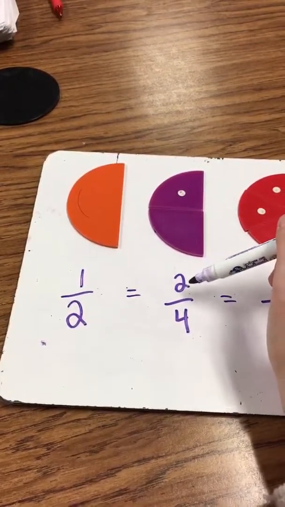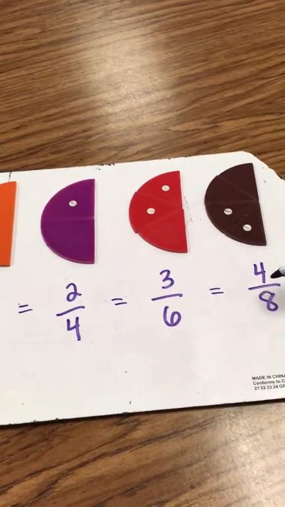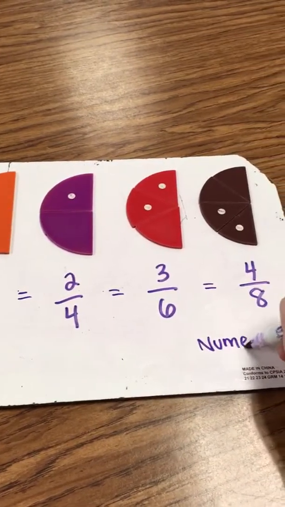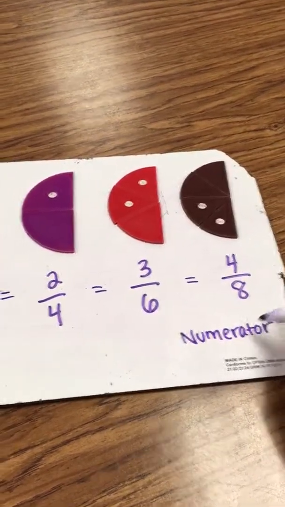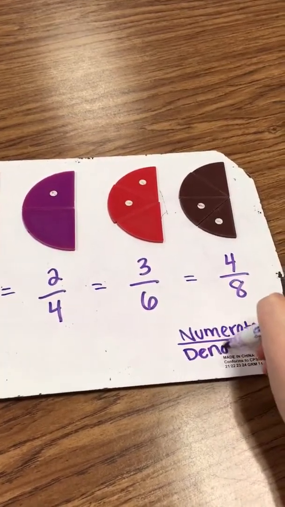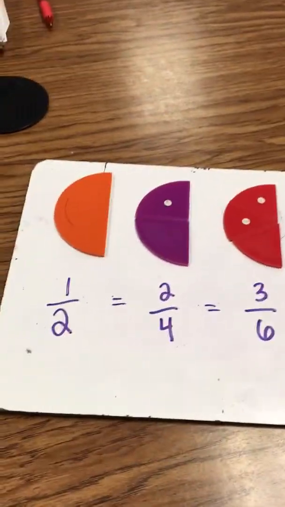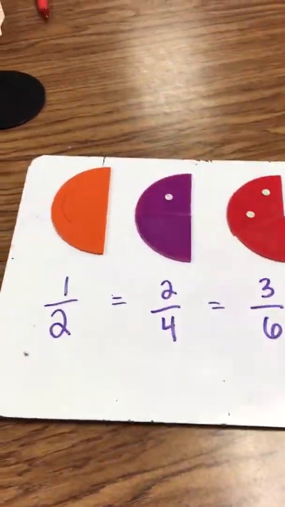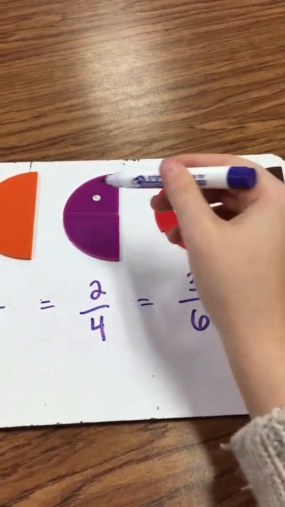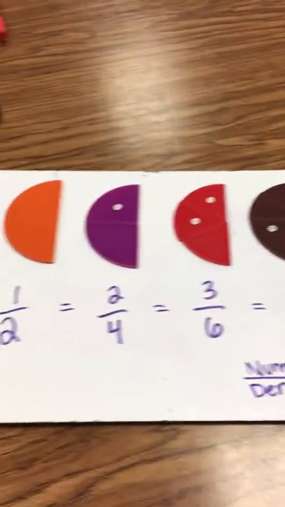There's 2, so I have 2. 3, so I have 3. 4, so I have 4. And the numerator is our top number. And our bottom number is called the denominator. And that tells you how many pieces would be in the whole circle if I had pieces for the whole circle. So in this one there would be 2, in this one there would be 4, this one 6, and this one 8. Okay, so they're all the same.